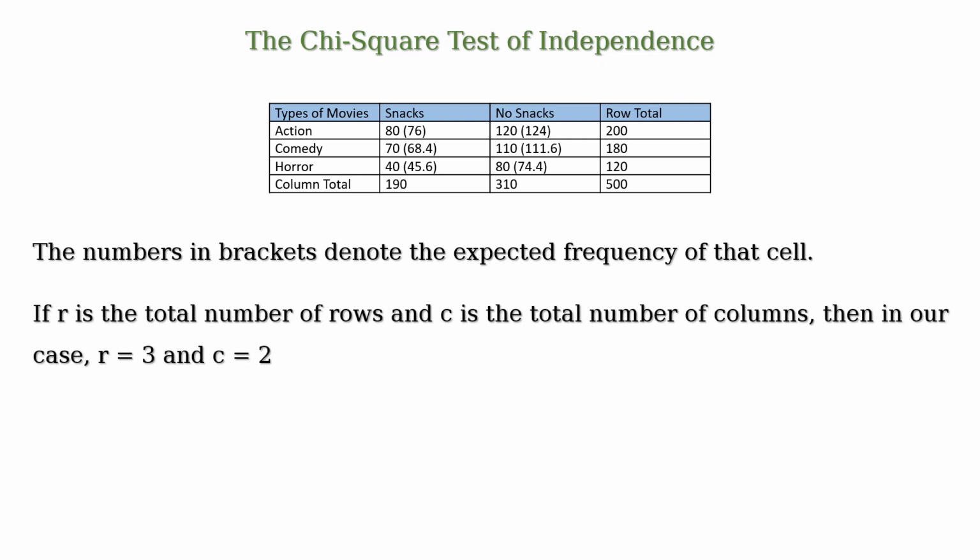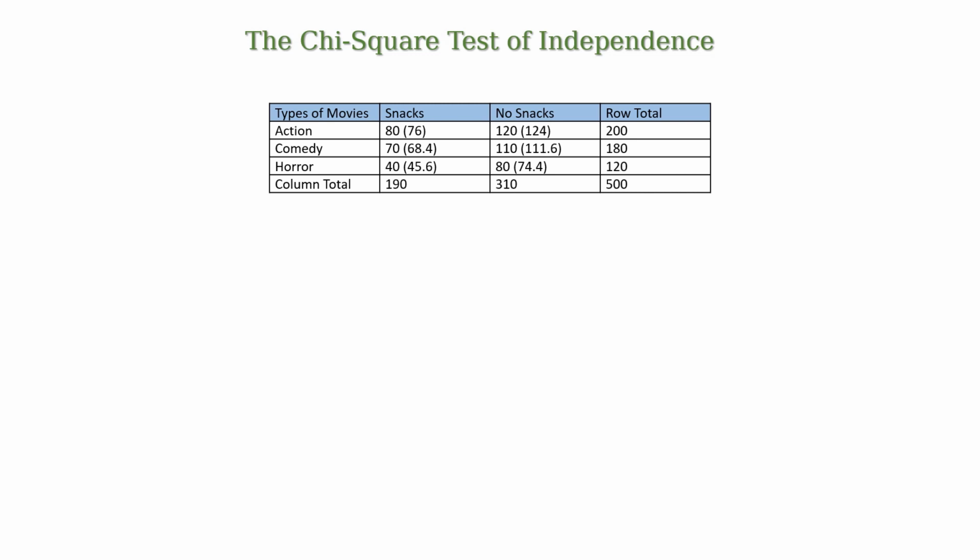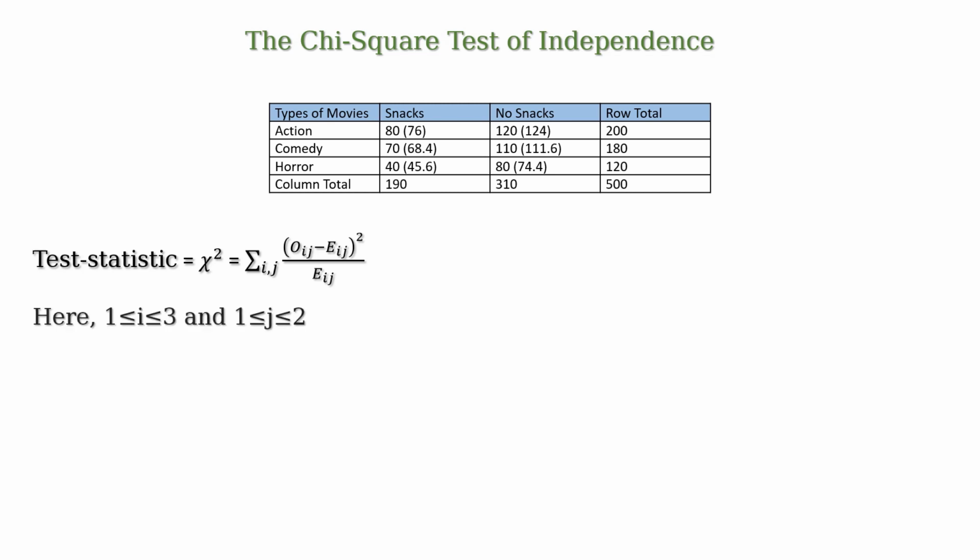So, if R is the total number of rows and C is the total number of columns, then in our case R is equal to 3 and C is equal to 2, and the total number of cells is equal to R times C, that is 6. The test statistic in the chi-square test of independence is calculated using the following formula. Test statistic chi-square is equal to the summation over i and j of Oij minus Eij whole square divided by Eij. Here, i takes the values between 1 and 3 and j takes the values between 1 and 2.